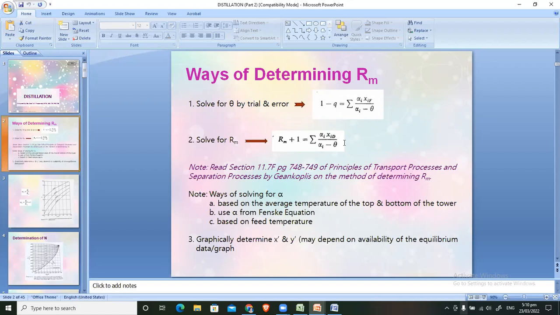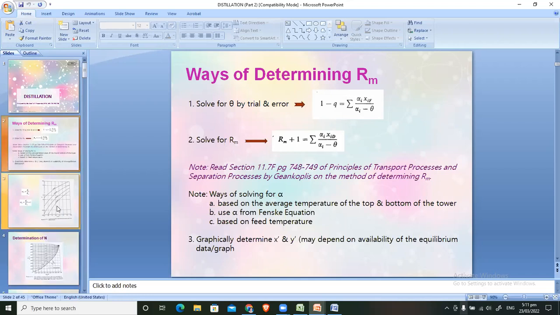Now there are also other ways to determine alpha here. You can base it on the average temperature of the top and the bottom of the tower, and it will be illustrated by the sample problem that is inserted here, hyperlinked in the slide. It could also be determined from Fenske's equation, and it could also be based on feed temperature. But if you're going to ask me, the easier way of finding the alpha is this one, using Fenske's equation. Because it's easier that way. You'll only be using the mole fractions, if determining the alpha that is.